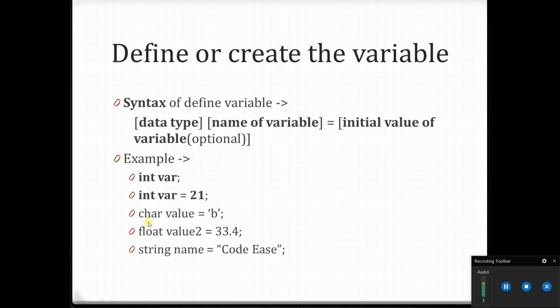Here another example is char value. So char is the data type and we have given the variable named value the value b, in single inverted commas. Fine. Another is float value2 is equal to 33.4, and another is string name code easy. So string is also a data type. We have discussed this string data type in the previous video. So you can use string as a data type, and here is the name of the variable, which is name, and you can give the initial value, which is code easy.